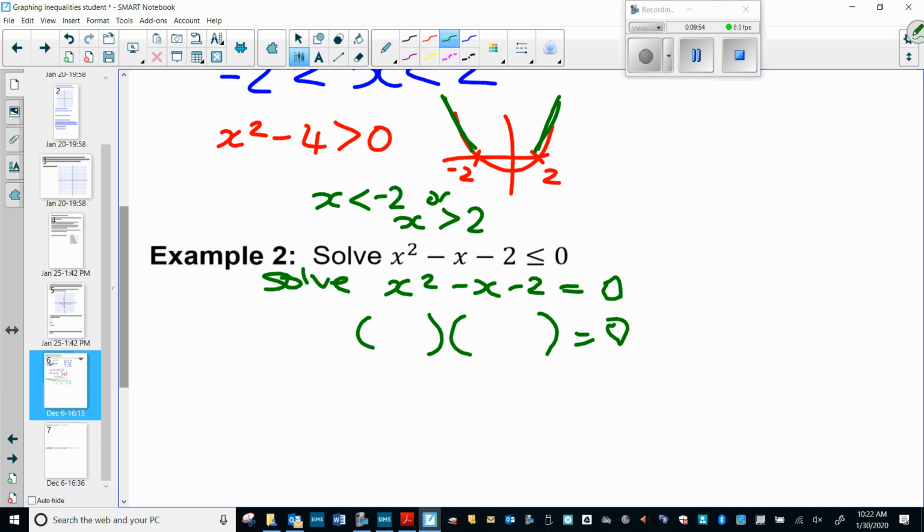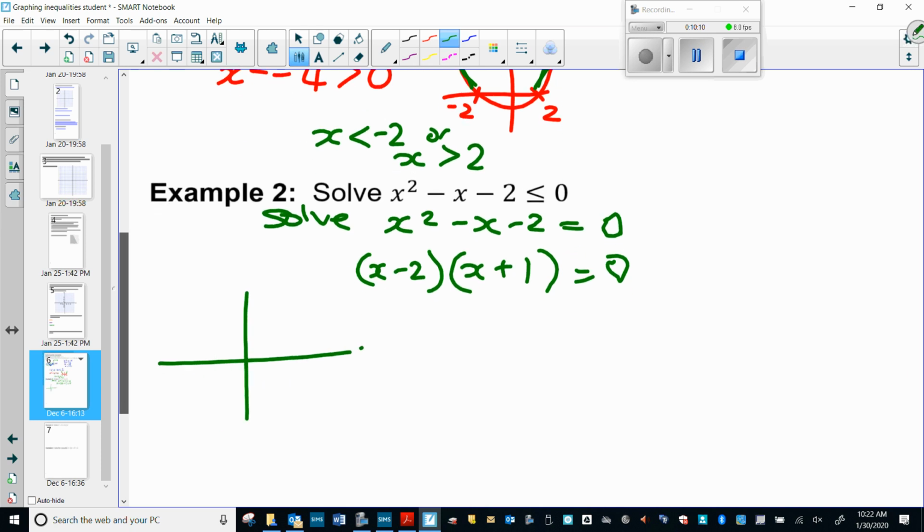Is it minus 2 and 1? Yep, so I'm going to have minus 2 and positive 1, because these two numbers multiply to give negative 2 and add to give negative 1. So what that means is that if I were to sketch this graph, I'm going to cross it at positive 2 and negative 1. You all happy with that? So negative 1, positive 2.